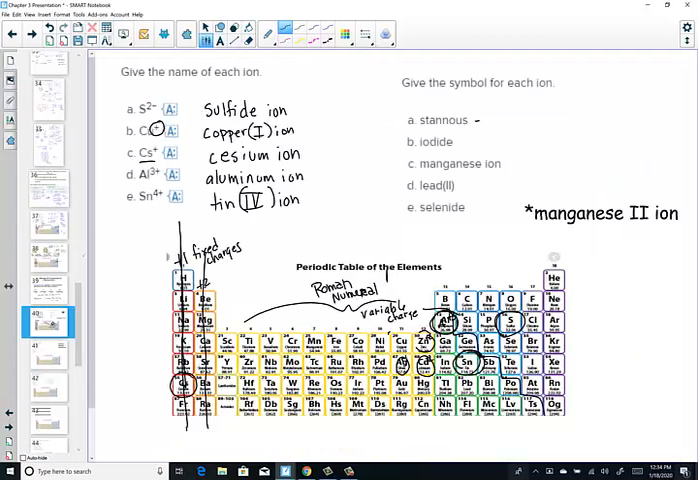And so as I come here, I'm going to name this as tin. And since I'm reminding us that the lower charge would have the -ous ending, this would be Sn2+. Stannic, with the -ic ending, would be Sn4+, representing the other possible charge on tin, tin(IV) ion.